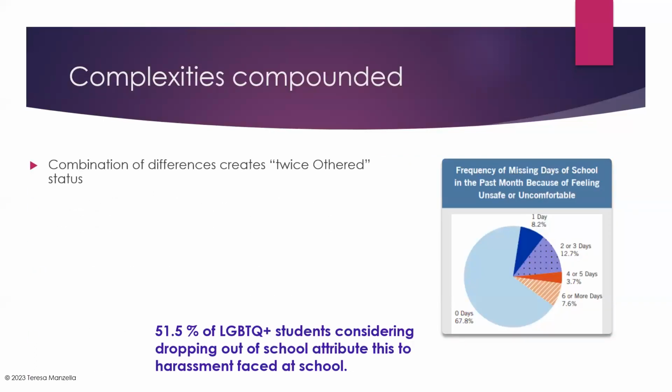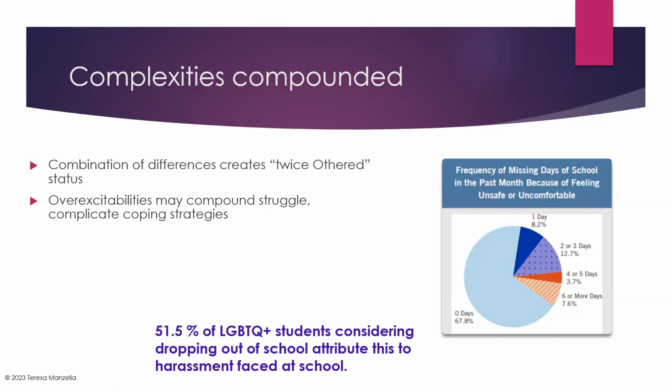So the combination of differences I call a situation being twice othered. We've got twice exceptional. There's twice othered as well. And I've heard people refer to being gifted and learning disabled, and then also queer, as being thrice othered. And then you've got some students who are all of those things, and then they're BIPOC students as well. So some of these kids have a lot going on that they could use some help with.